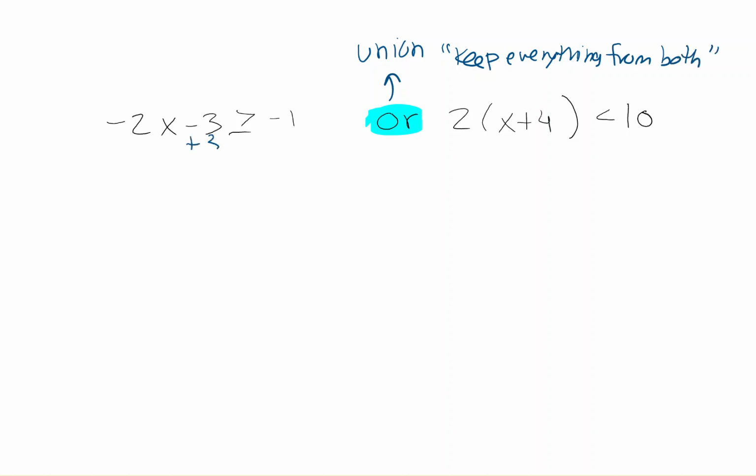So as I solve this one, I'll solve each one individually. Negative 2x is greater than or equal to 2. Divide by negative 2. Oh, we divided by a negative, and I know the rule, and hopefully you guys do too.